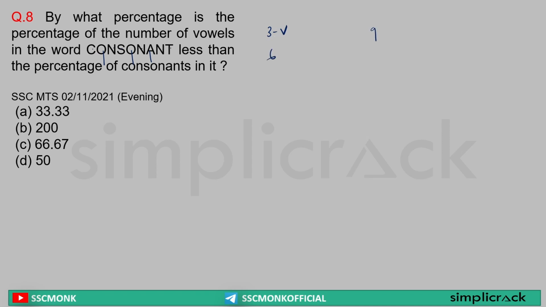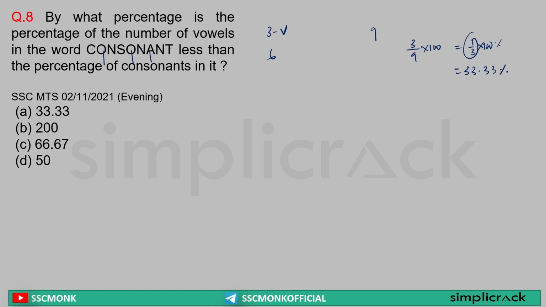Sir, 9. So it is saying by what percentage is the percentage of number of vowels. What is the percentage of number of vowels? 3 by 9 into 100, or I can say 3 by 9 means 1 by 3 into 100%. 1 by 3 represents 33.33%. This is why I told you the fractional value to its equivalent percentage and the percentage value to its fraction is quite important. This is the percentage of vowels.